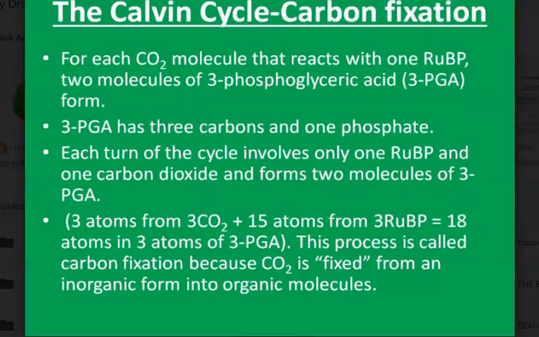Each turn of the cycle involves only 1 RuBP and 1 carbon dioxide and forms 2 molecules of 3-PGA. Now, 3 atoms of carbon dioxide plus 15 atoms of carbon in 3 RuBP will give you 18 atoms in 6 molecules of 3-PGA. And this process is called carbon fixation because carbon dioxide is fixed from an inorganic form into the organic form.